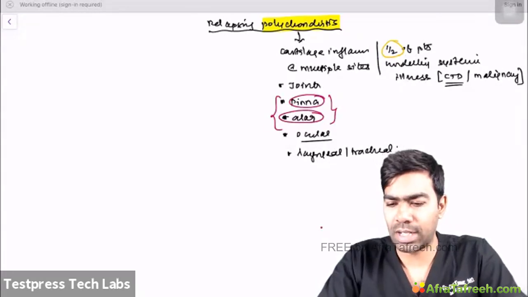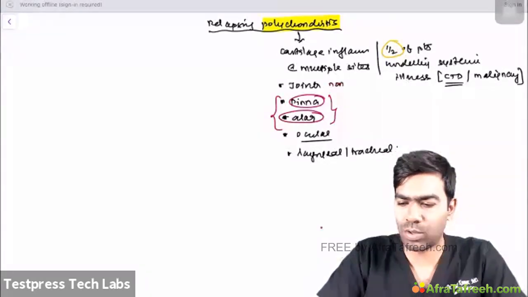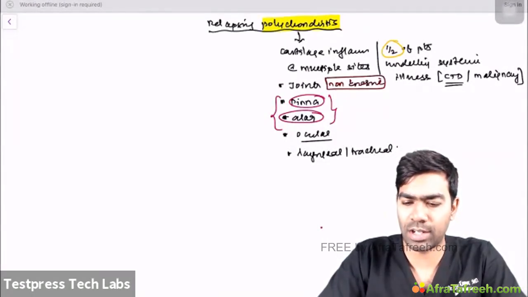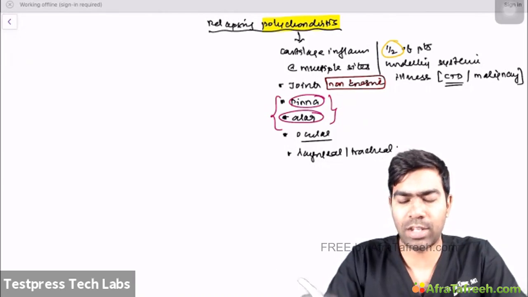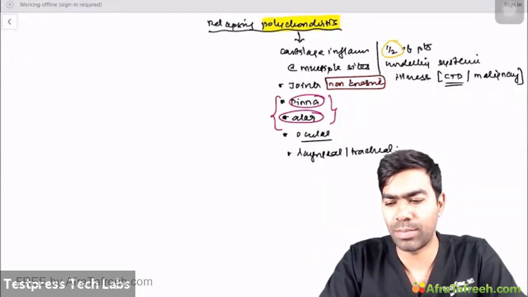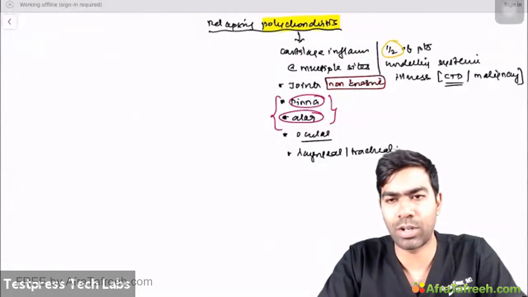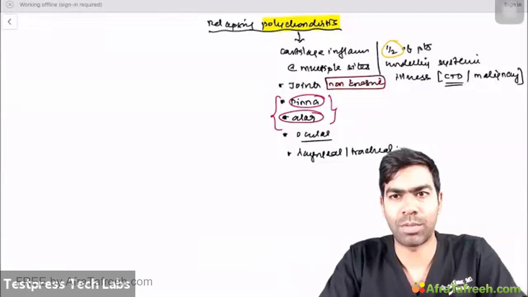But remember, it's a non-erosive arthritis. It's not an erosive arthritis. Even if they get joint involvement, it's a non-erosive kind of arthritis. So that will be given specifically in the exam to let you diagnose relapsing polychondritis, because rheumatoid arthritis will be more erosive. In the early stage, it can be non-erosive, but as far as exams are concerned, rheumatoid arthritis is a typical erosive form of arthritis.